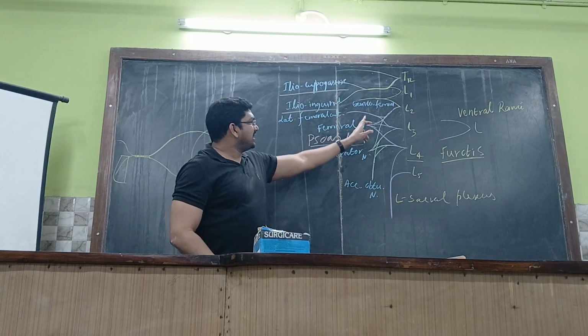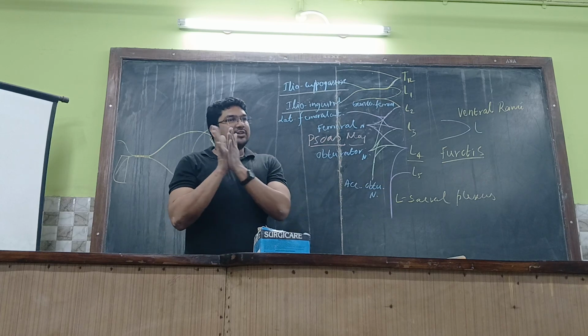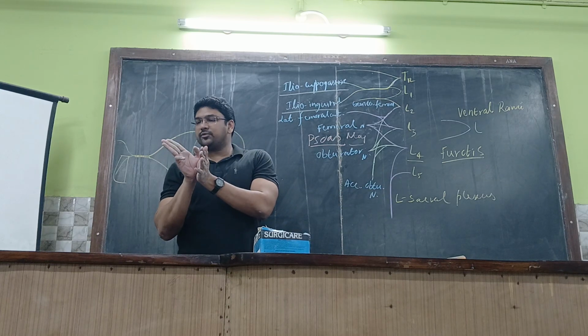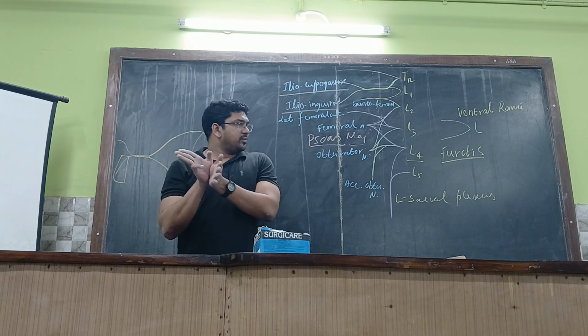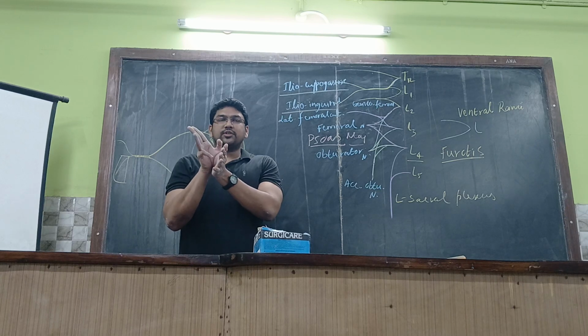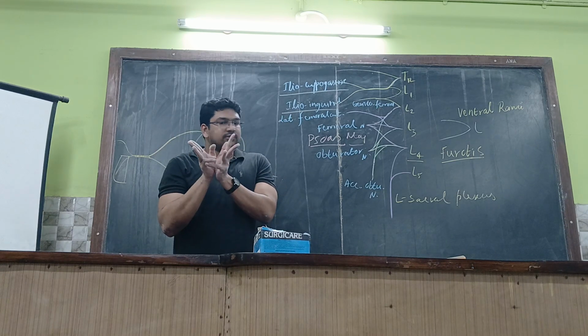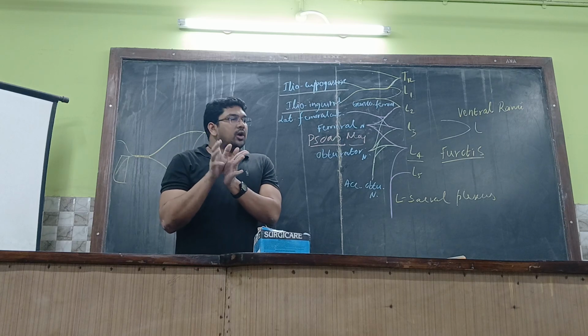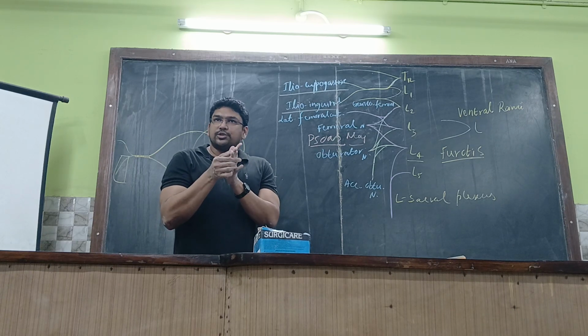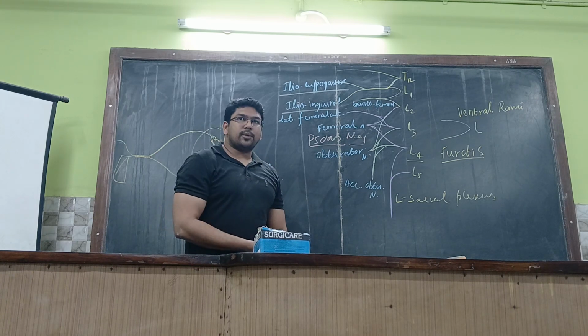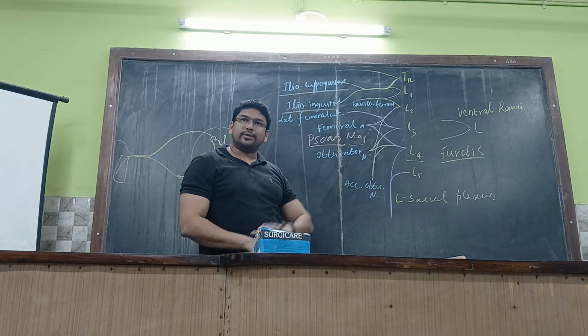Simple, right? L2, L3 and L4, dorsal and ventral branches. Dorsal branches, all of them together will be forming the femoral nerve. Only the upper two joining together will form the lateral femoral cutaneous nerve of thigh. And coming to the ventral branches, if you join all the three, it will be forming the obturator nerve. If you join only the lower two, L3 and L4, accessory obturator nerve. So L2, L3 and L4 got over.